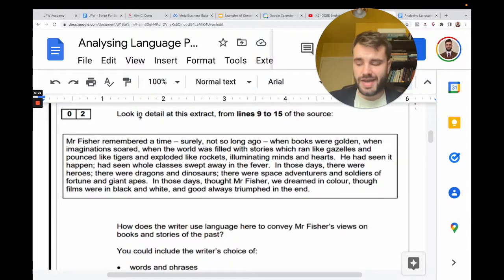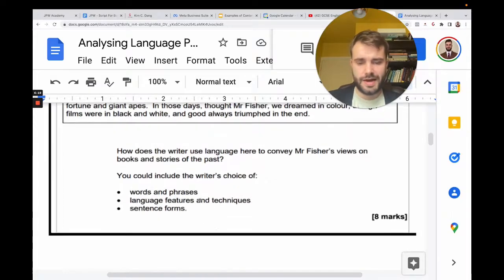So you've got to relate it to the topic of books and stories of the past, which fortunately is the whole point of the extract. It's pretty much the only thing he talks about. Then they tell us that you could include the writer's choice of words and phrases, language features and techniques, and sentence forms. I don't recommend worrying too much about that.